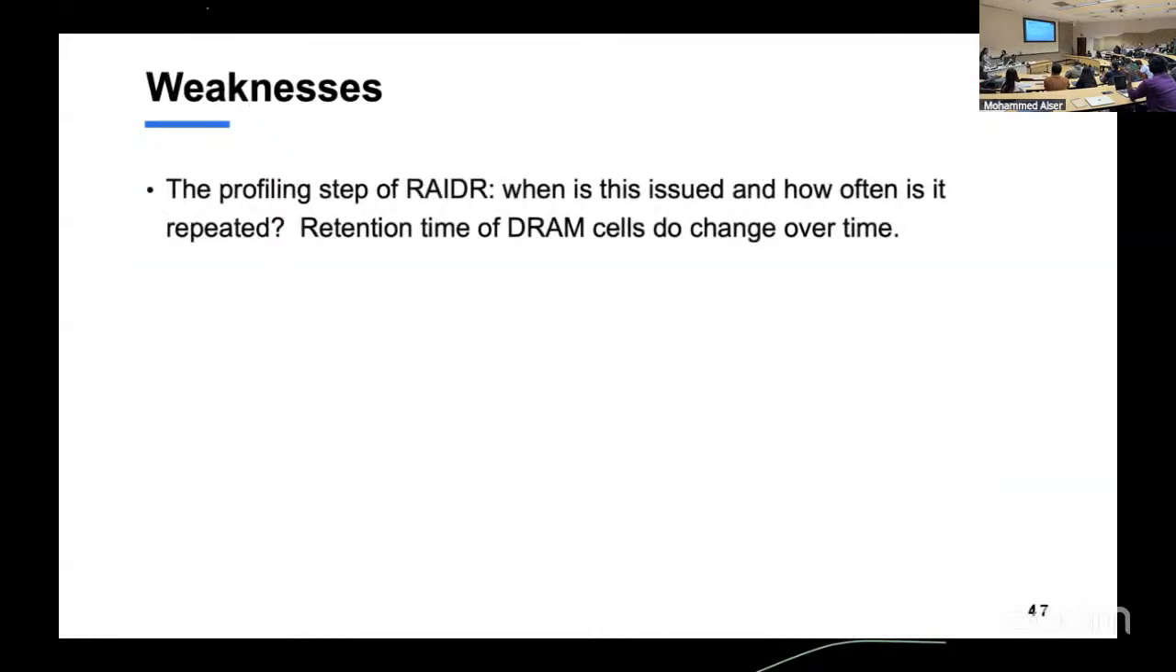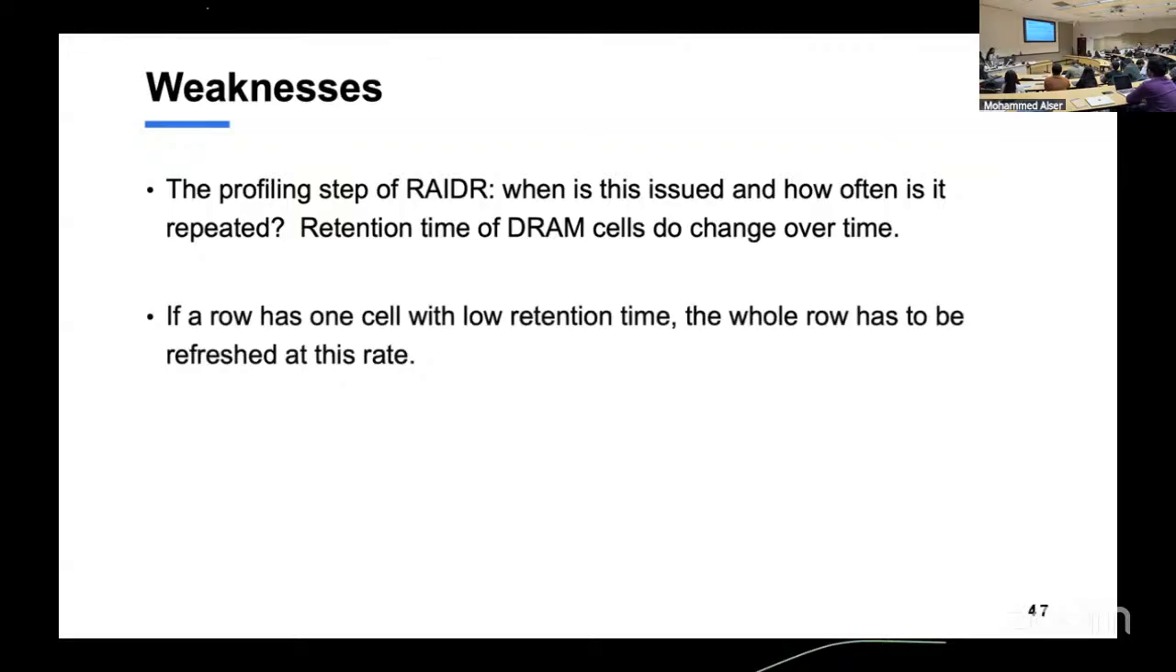Coming to weaknesses, the first step which we explained is profiling. In the profiling step, we are calculating the retention times, but for some of the DRAM cells, the retention times could change over time. But in RAIDR, we calculate the retention times only once. So this is one weakness.